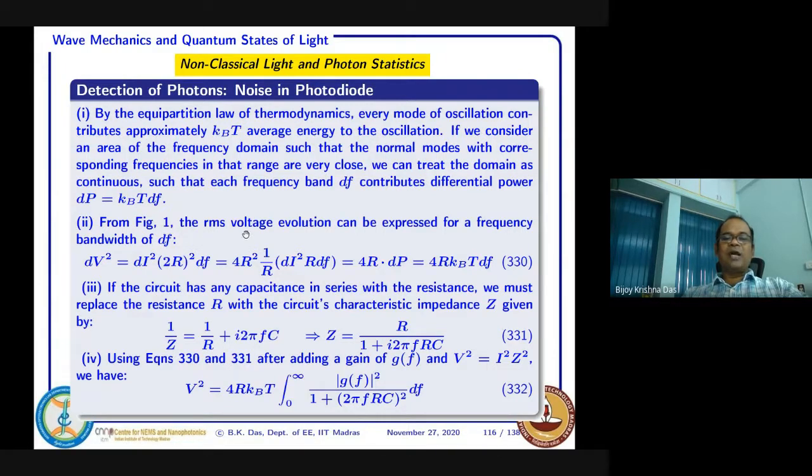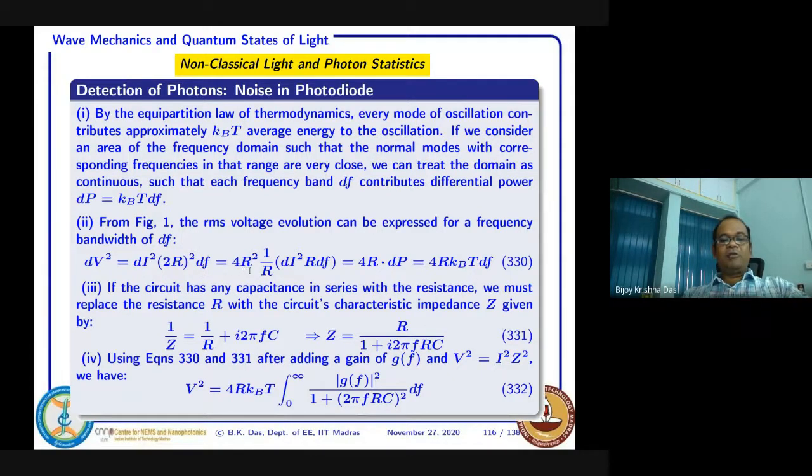Now, this RMS voltage evolution, as I have explained earlier: the differential voltage square equals dI square, a differential current, times 2R square, dF. So you can consider dV square by 2R square as dI square, the current, and you multiply by dF because of the bandwidth. dV by 2R is the EMF, and the total resistance 2R gives the differential current, and for voltage you just multiply by dF.